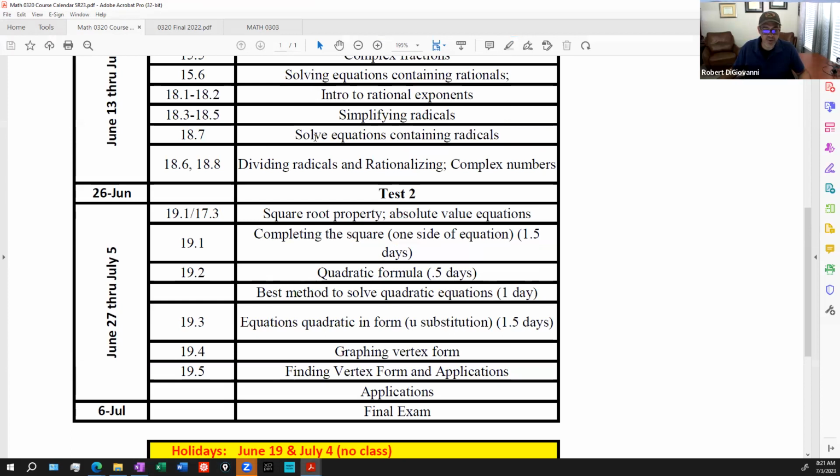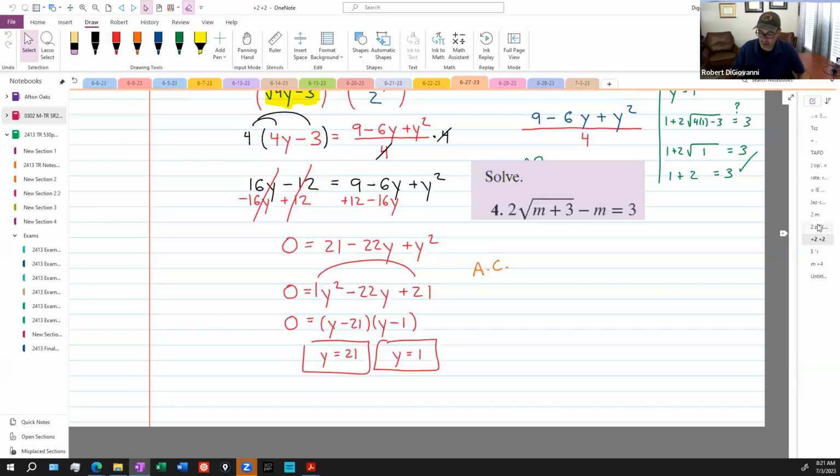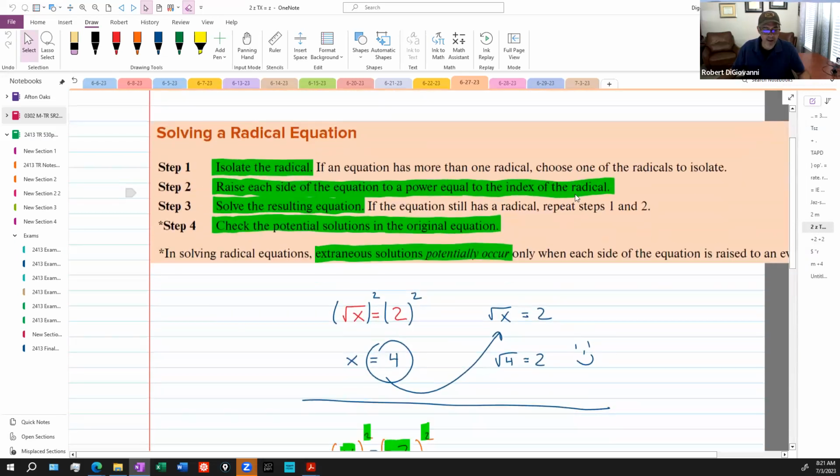Here we go. 18.7. Solving equations containing radicals. All right. I would like to see if we can find that real quick. Solving equations containing radicals. So if you go back and look at the radical equation steps, the big thing I want you to remember is that you had to check your solutions. You had to check your answers. So I'm going to solve this using this technique, but I want to check my answers. So the technique was to isolate the radical, raise both sides of the equation to a power that would make the root go away, solve whatever's there, and then check your answer.